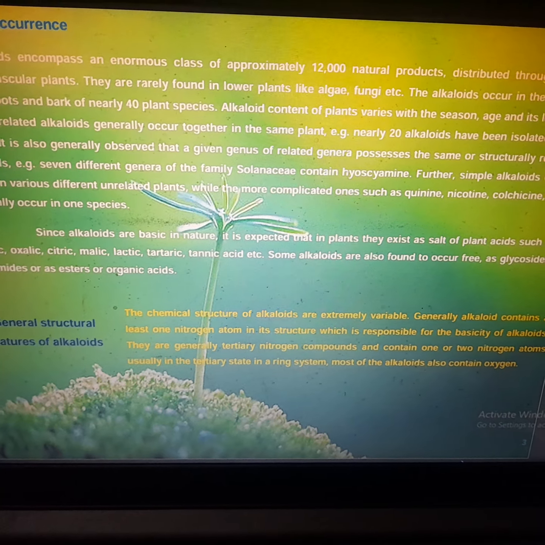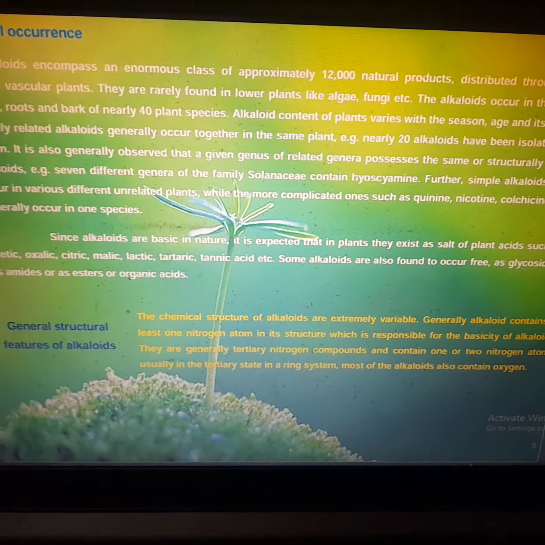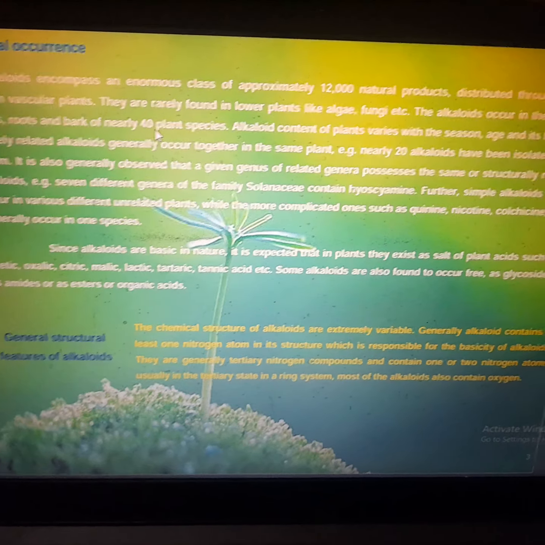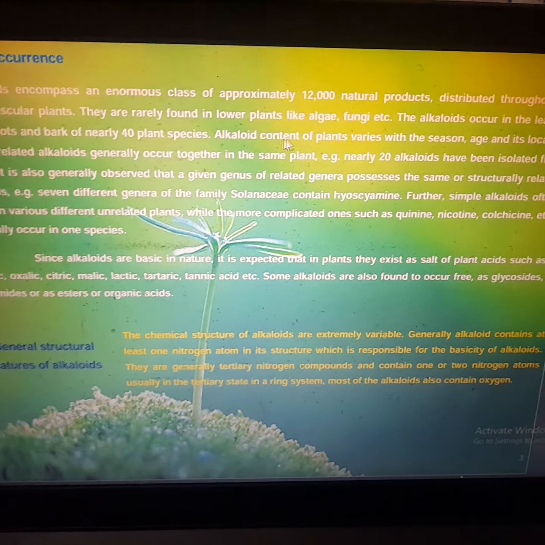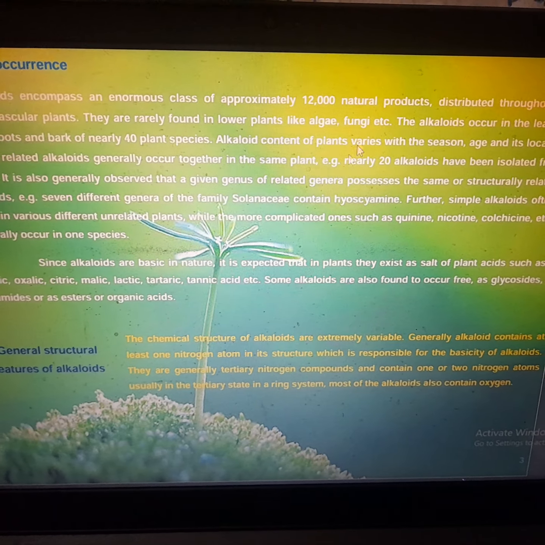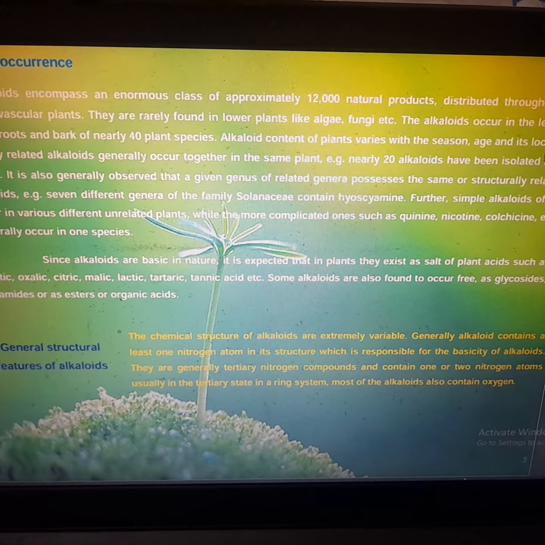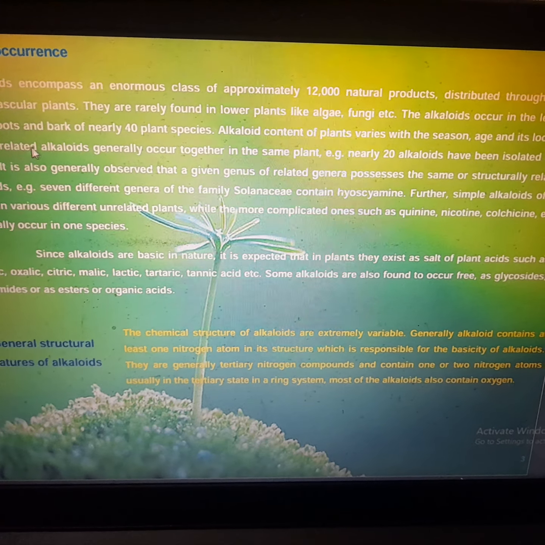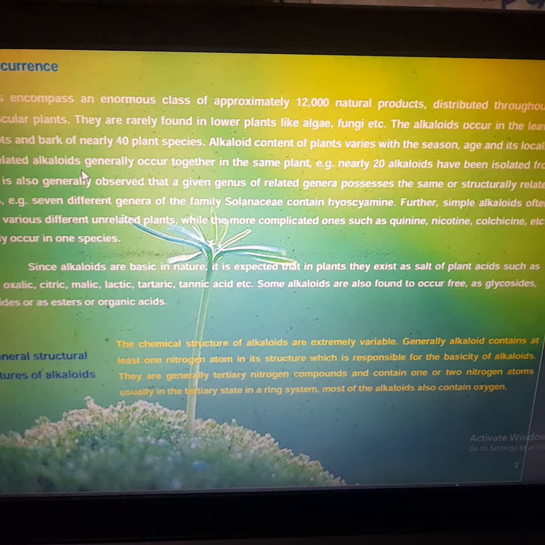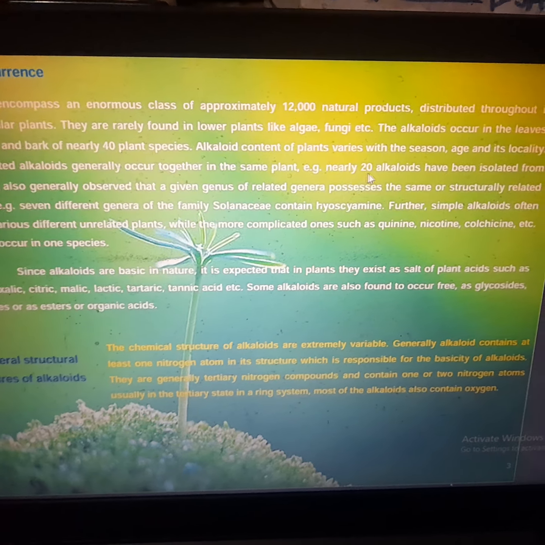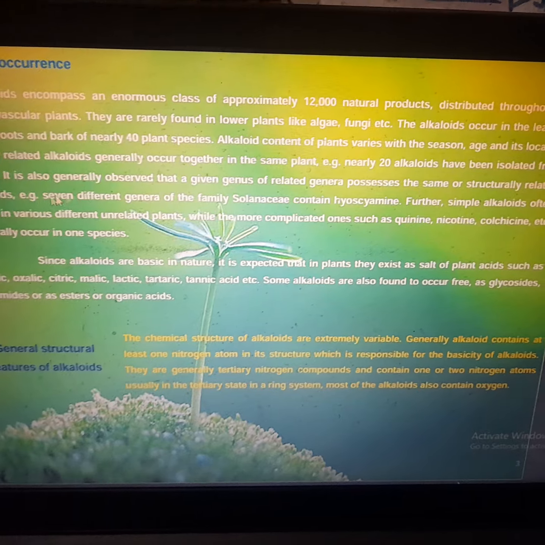So the alkaloids occur in the leaves, seeds, roots and bark of nearly 40 plant species. Alkaloid content of plants varies with the season, age and its locality. Closely related alkaloids generally occur together in the same plant. Example given: nearly 20 alkaloids have been isolated from the opium.